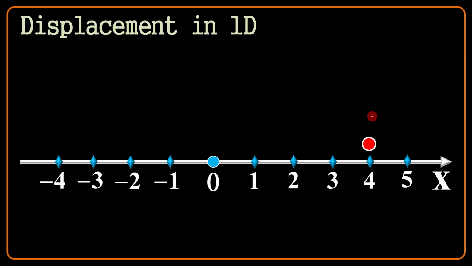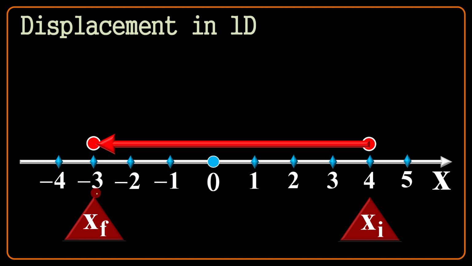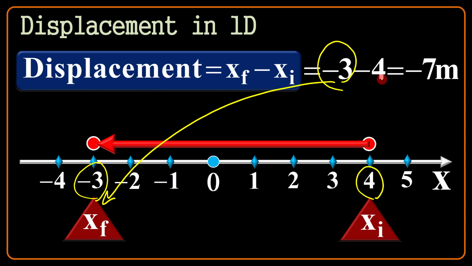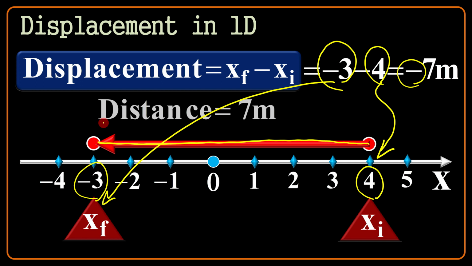The reverse case will be a journey from 4 to -3. Anyway, final position will be -3, but initial position is 4 here. Again, I substitute the values, final position minus initial position. Here I write -3 for final position, 4 for initial position. The answer is -7. From this negative sign, I immediately understand that the journey is to the left, to the negative direction of x. But the length of this journey will be 7 meters. Distance can't be negative. It's always positive.